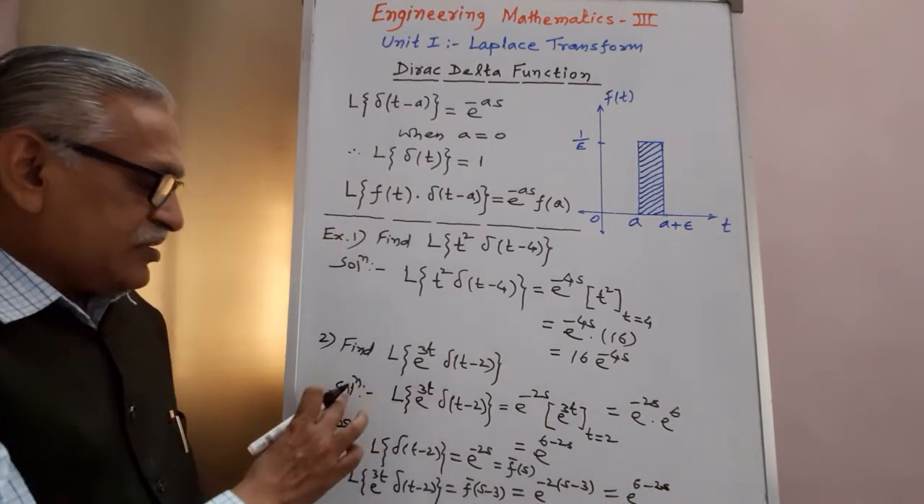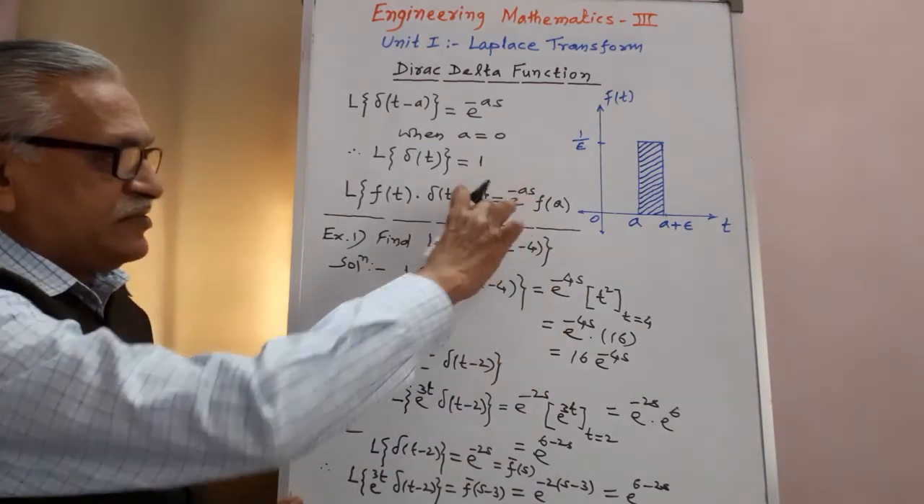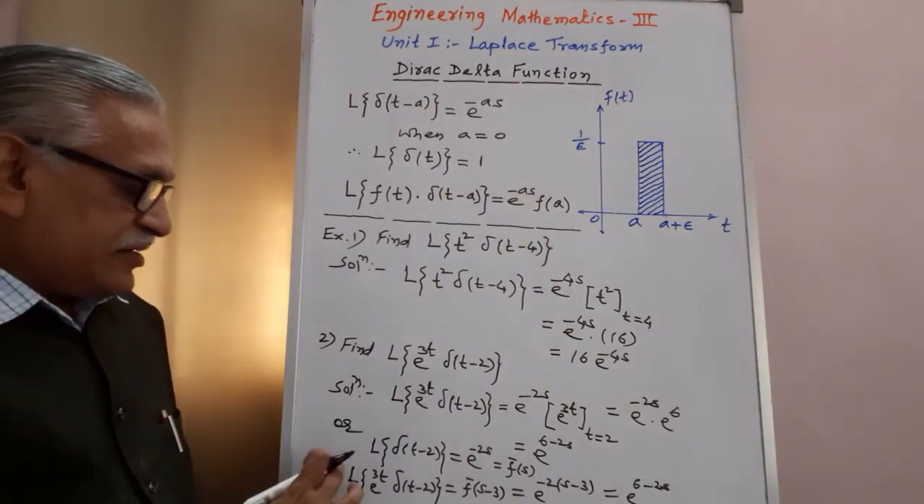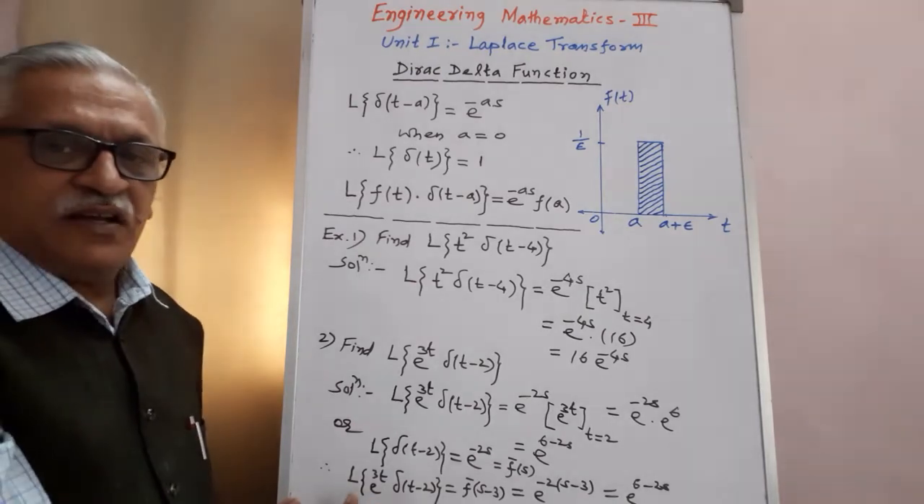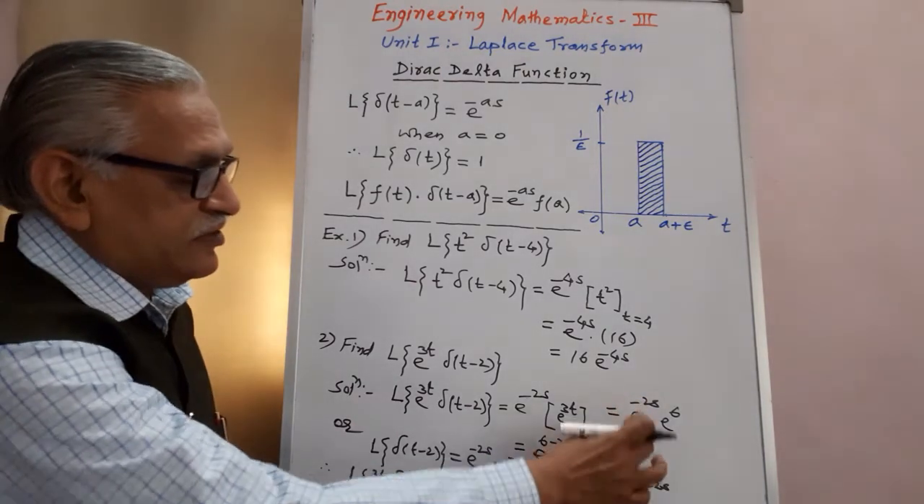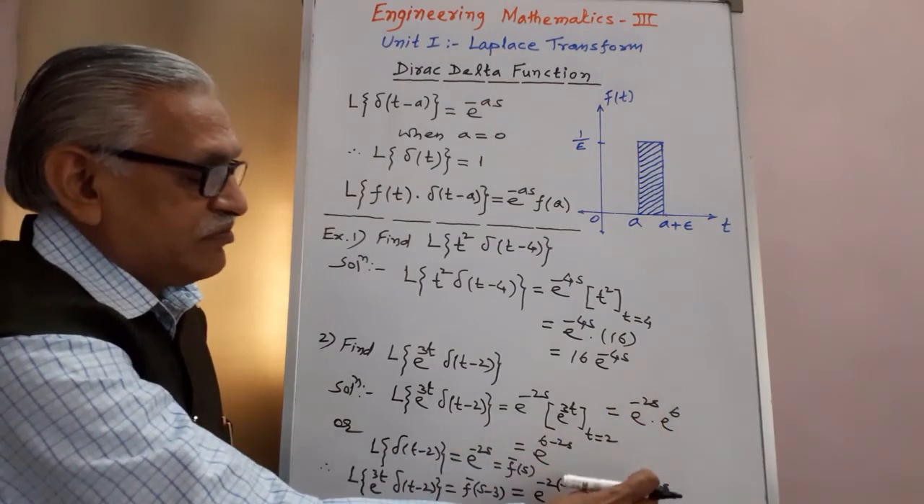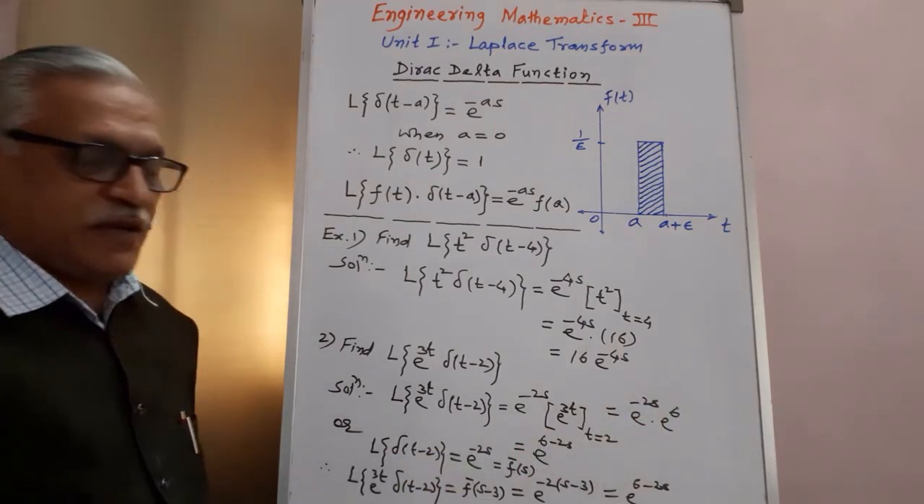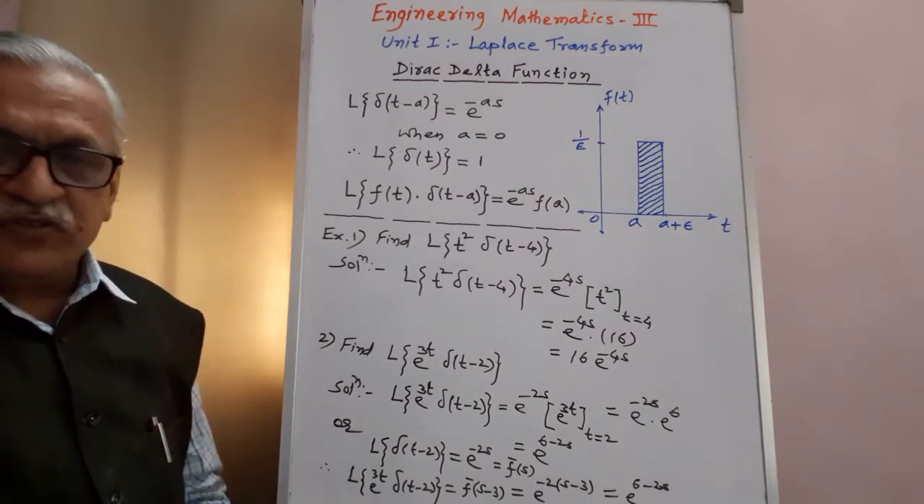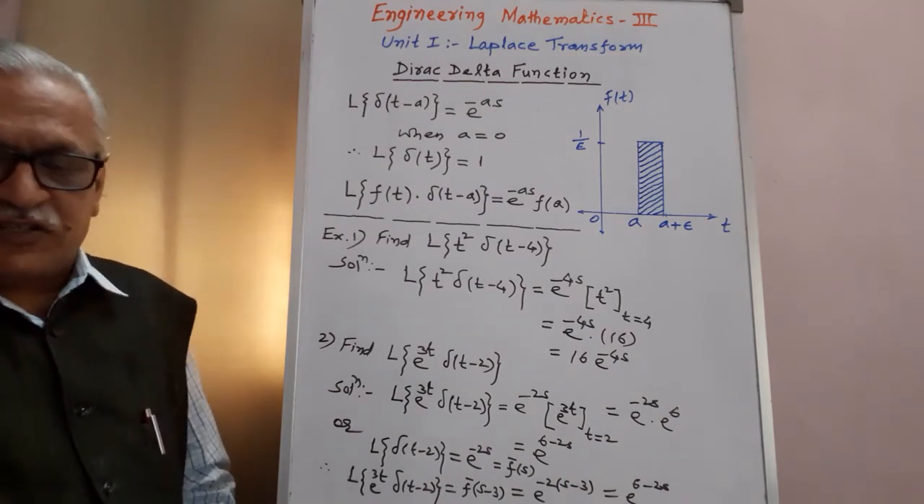Therefore this is by directly applying this result, and the second way, another way, is by applying the first shifting theorem. The result is the same, e raised to 6 minus 2s. We can use any method to find the Laplace transform.